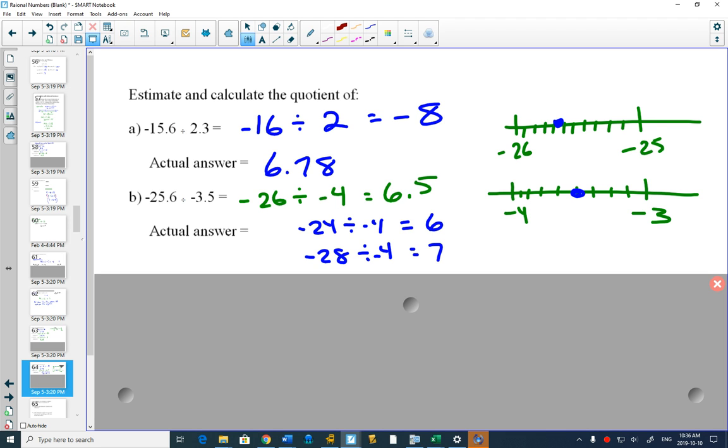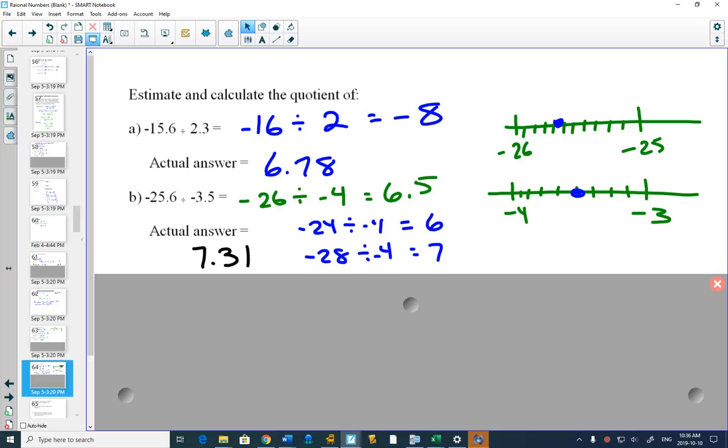Okay? Now let's go to our calculator and do negative 25.6 divided by 3.5. The actual answer is 7.31. So our estimate, we thought between 6 and 7, it ended up being a little bit more. Again, with multiplying and dividing, your estimate is going to be a little bit further off, but that will give you the idea.